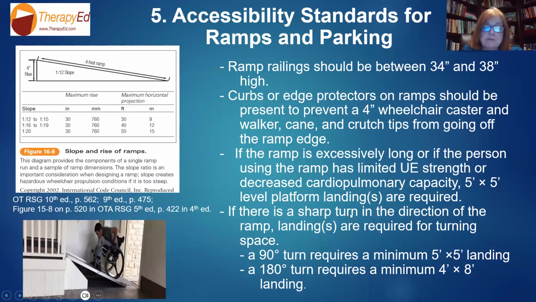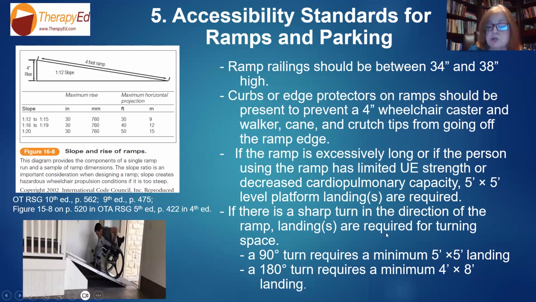If a ramp is long, okay, now excessively long is subject to interpretation, because if someone has limited upper extremity strength or decreased pulmonary capacity, they may not be able to go as long as someone who does not have that. But you have to have that 5 by 5, what was said before, that's the turning radius. So what is excessively long? I'm looking at a room that I'm in now, and it's about 20 feet long. A 20-foot long ramp is a long ramp going up, so I would say this would have to be broken up.